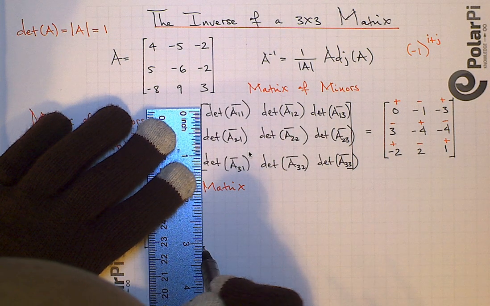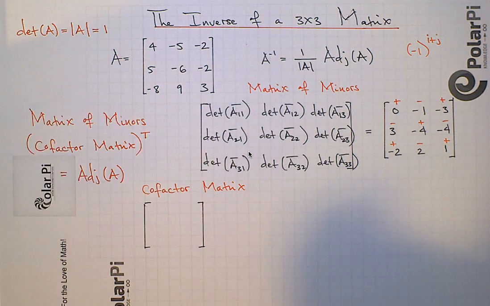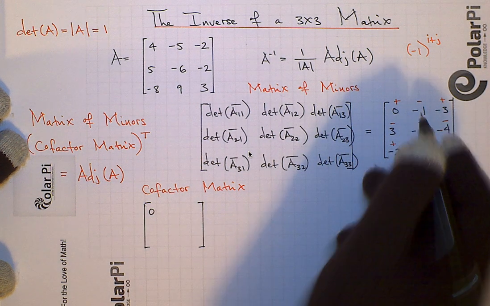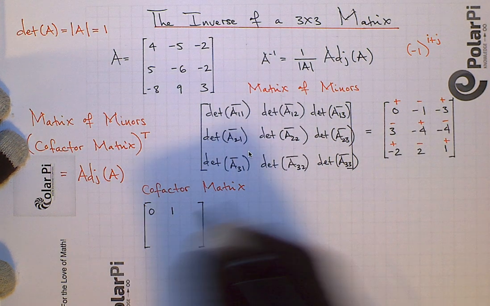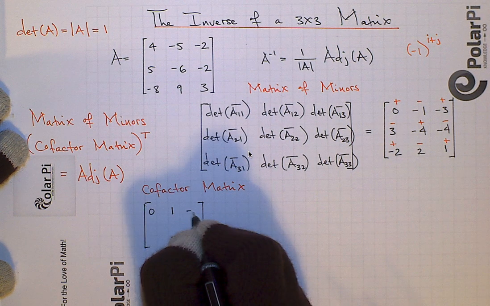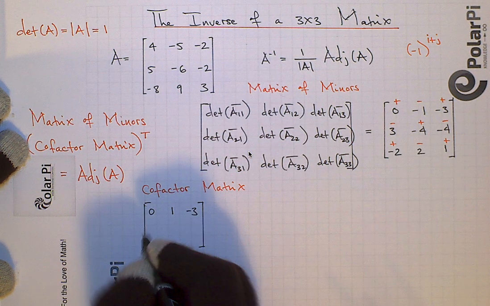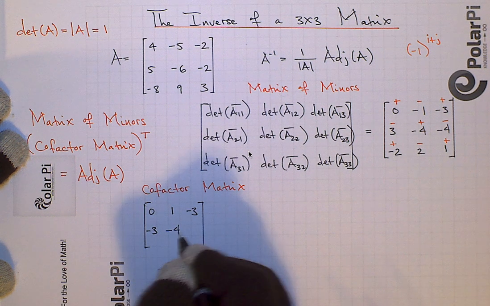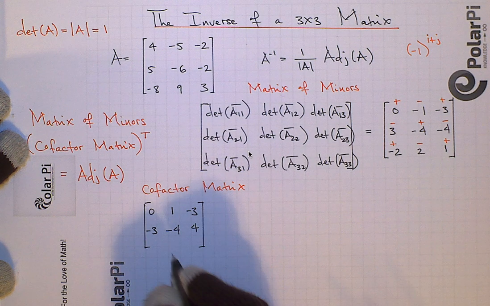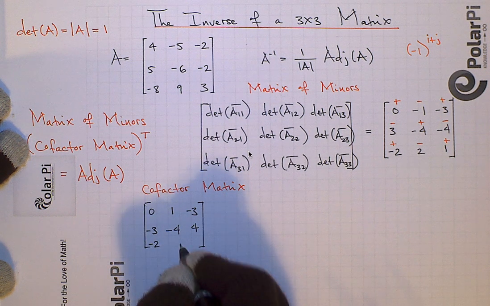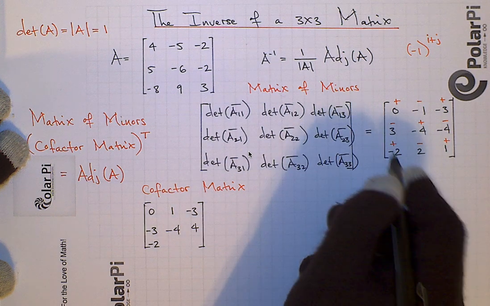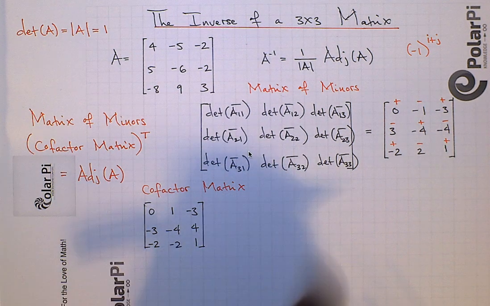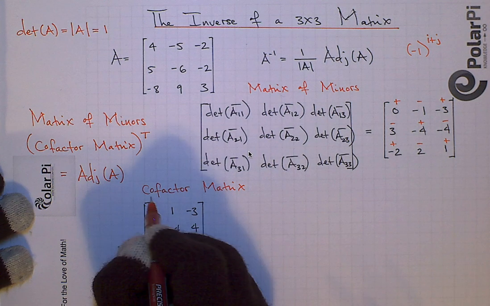Okay, the cofactor matrix is going to be, well, 0, positive 0, 0. Negative 1 is positive 1, so just 1. And then positive negative 3 is negative 3. And then negative 3 here. And then negative 4. And then positive 4. And then negative 2, and yes, because it's positive negative 2. And then negative 2. And then 1. So here you are. We've just gotten to the cofactor matrix, right?